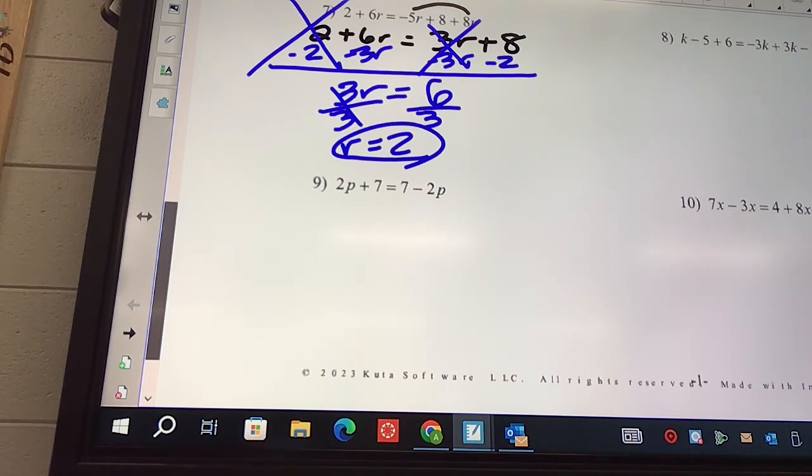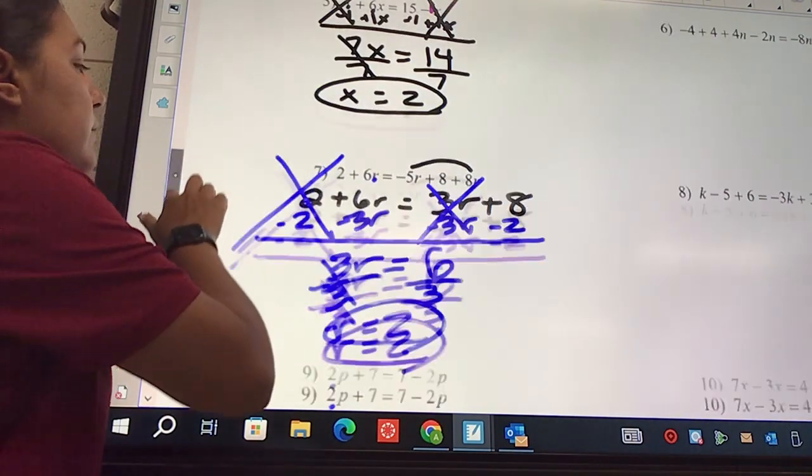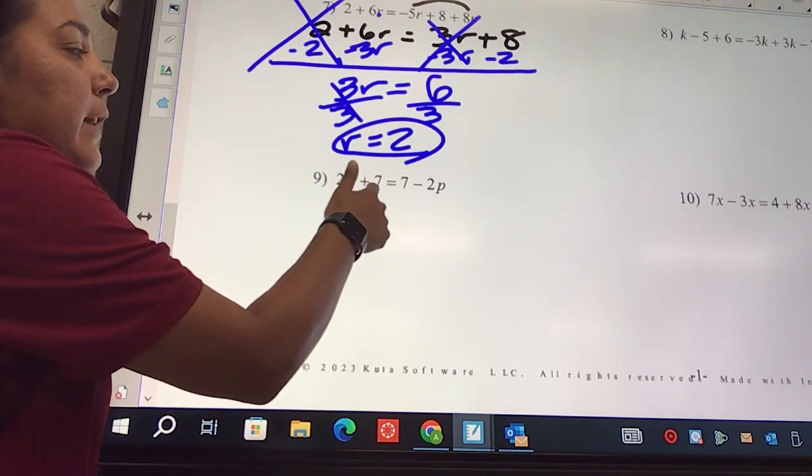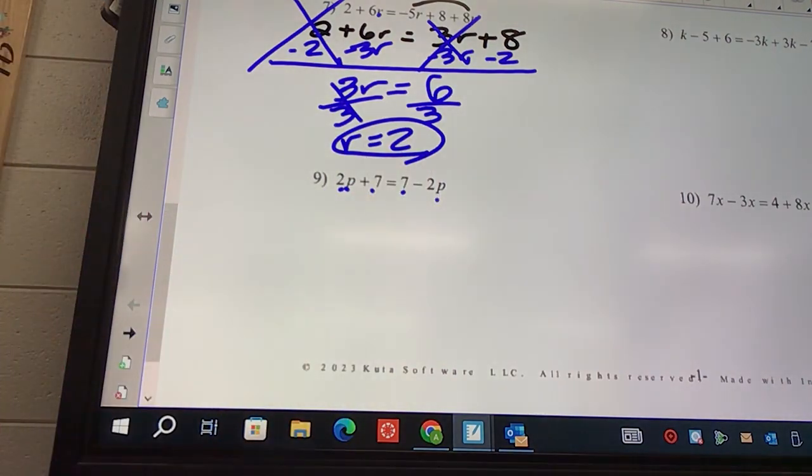Okay, 9. Again, before we even start, let's go ahead and count the pieces. I got 1, 2 on this side. Oops. 1, 2 on this side, and I have 1, 2 on this side. So that lets me know that nothing needs combined. I should have 2 and 2. Okay? So, what needs moved?